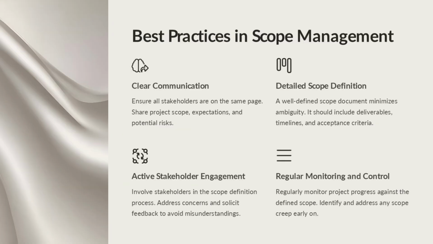Effective scope management is critical to the success of any project. Start by ensuring clear communication with all stakeholders. Share the project scope, expectations, and potential risks. A well-defined scope document is key. It should include clear deliverables, timelines, and acceptance criteria to minimize ambiguity. Actively engage stakeholders in the scope definition process. Address their concerns and solicit feedback to avoid misunderstandings. Regularly monitor project progress against the defined scope and identify and address any scope creep early on.